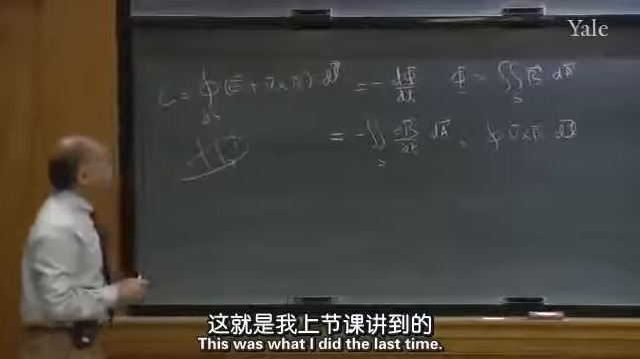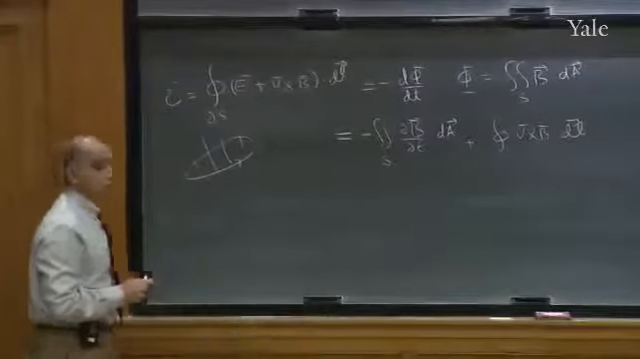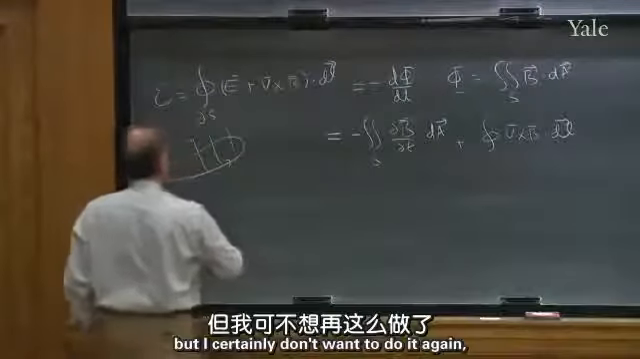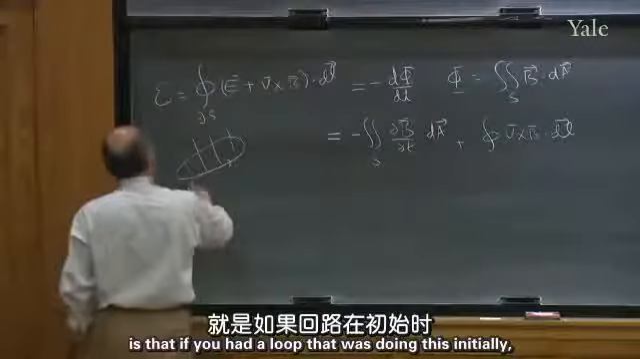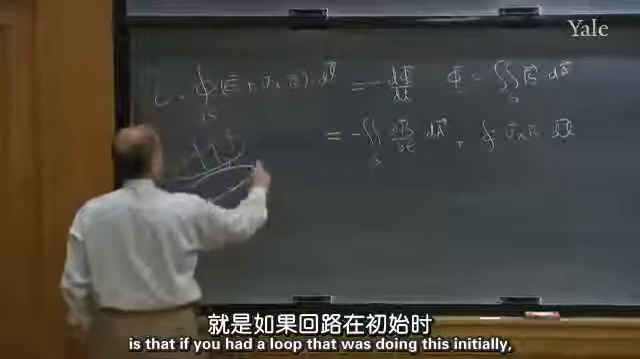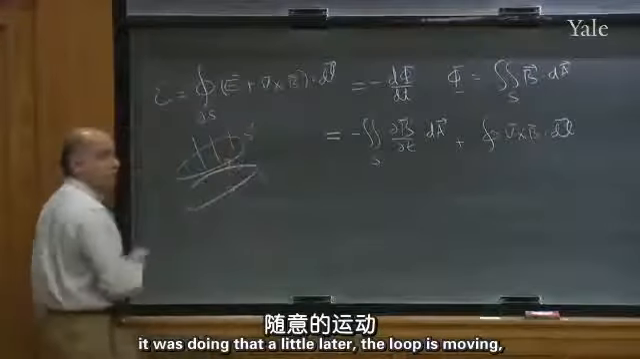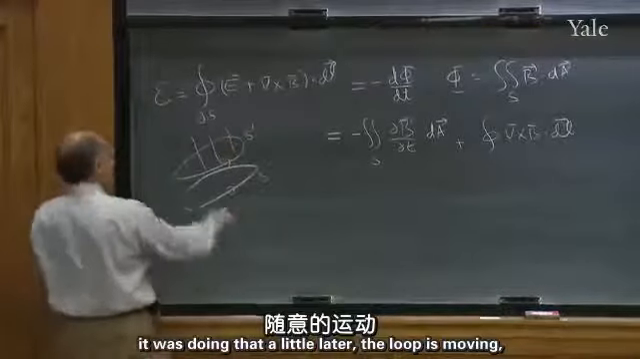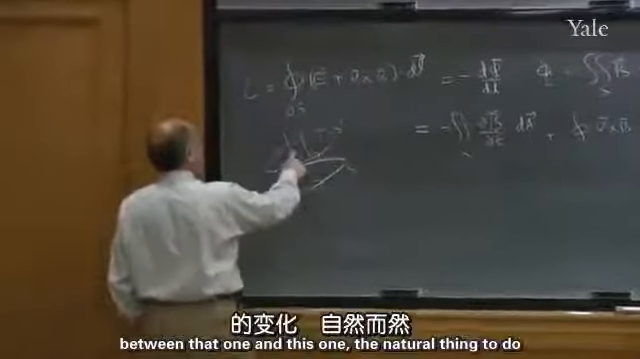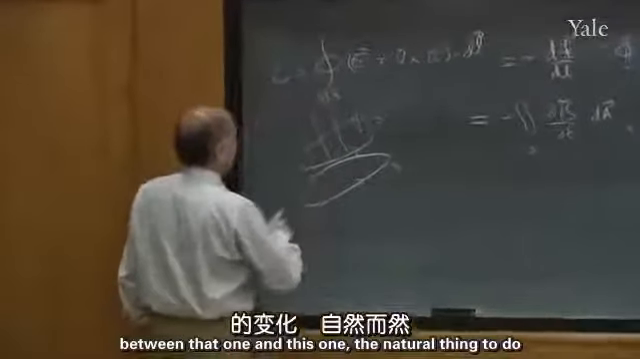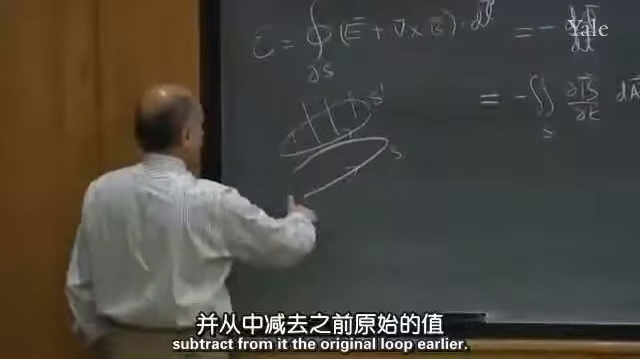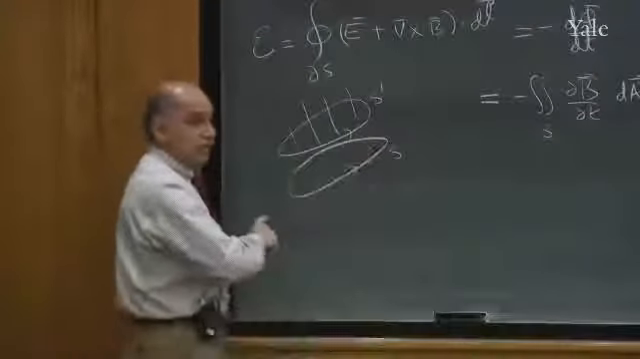This was what I did the last time. And we got that result. I'll remind you briefly, but I certainly don't want to do it again. If you had a loop that was doing this initially, and it was doing that a little later, the loop is moving, then if you want to find the change in flux between that one and this one, a natural thing to do is to integrate the flux on that loop later, subtract from it the original loop earlier.